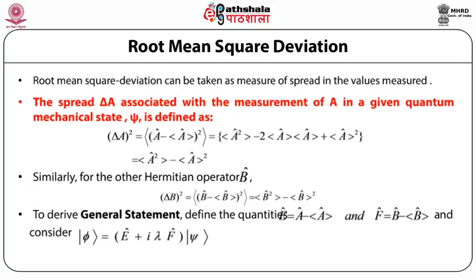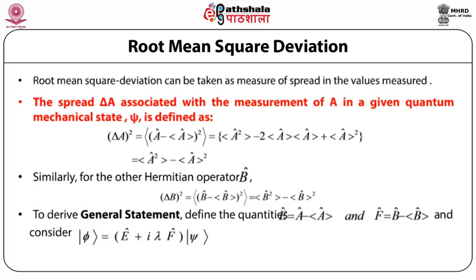Similarly, if we consider any other Hermitian operator B, which is defined in a given quantum mechanical state, then for that also we can write down the result of the spread of the values of B. Delta B square is equal to the expectation value of the square of the operator B minus the square of the expectation value of the operator B. As obtained earlier for the measurement of A, here we get the spread of B, that is delta B square, given by the expectation value of the square of the operator B minus the square of the expectation value of the operator B.